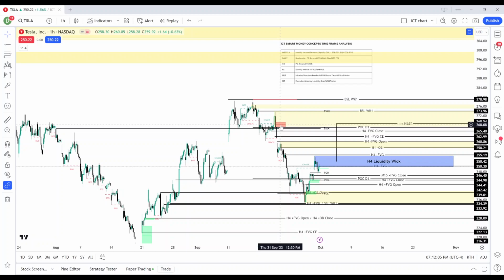We'll be testing this one, probably see a reaction, and then head higher from there if it's a market maker buy mode and they want to run it up past previous lows. Okay, we'll drop down into the 15-minute time frame.